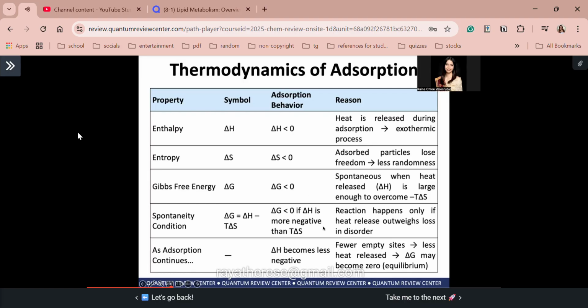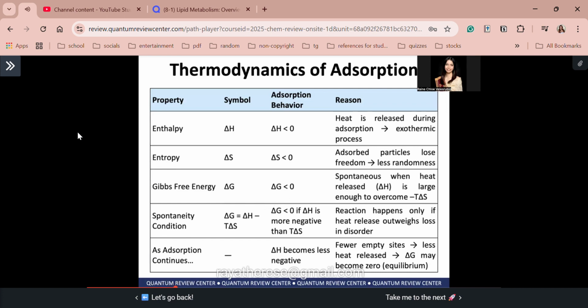If delta H is great, or if it is more negative than T delta S. Okay? So, meaning guys, kailangan mo ng large amount of heat to release in order to overcome the negative T delta S. Okay? So, ang spontaneity condition ng ating adsorption ay dapat, okay, the heat that will be released during the adsorption, it must outweigh the loss in disorder. Okay? Ganun lang. Now, as adsorption continues, guys, actually, the delta H, it becomes less and less negative.